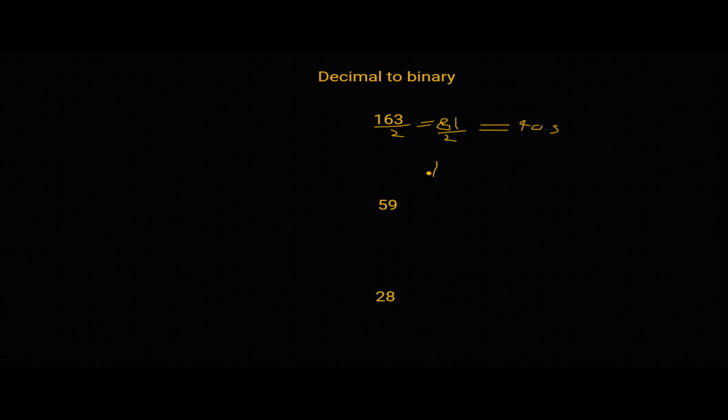So we had a remainder, so we will add 1 here. And we'll ditch it again. Next, we'll divide 40 by 2, and we'll get 20. And we didn't have a remainder, so we'll have a 0 here. We'll divide 20 by 2 again, and get 10, so no remainder.